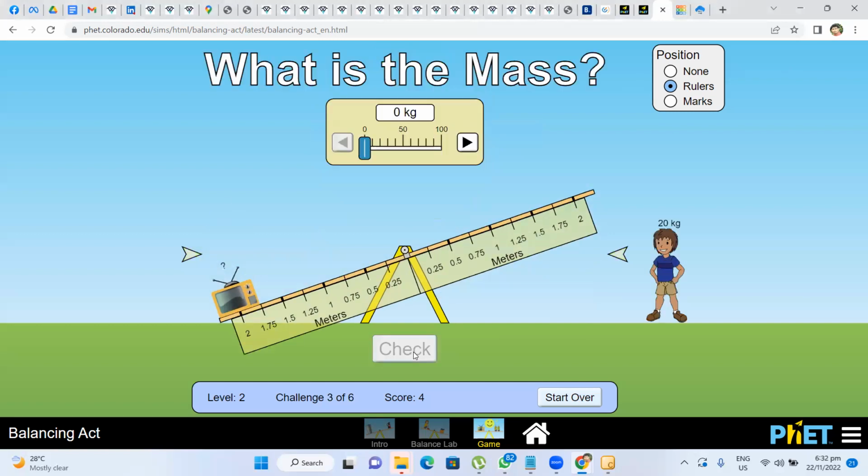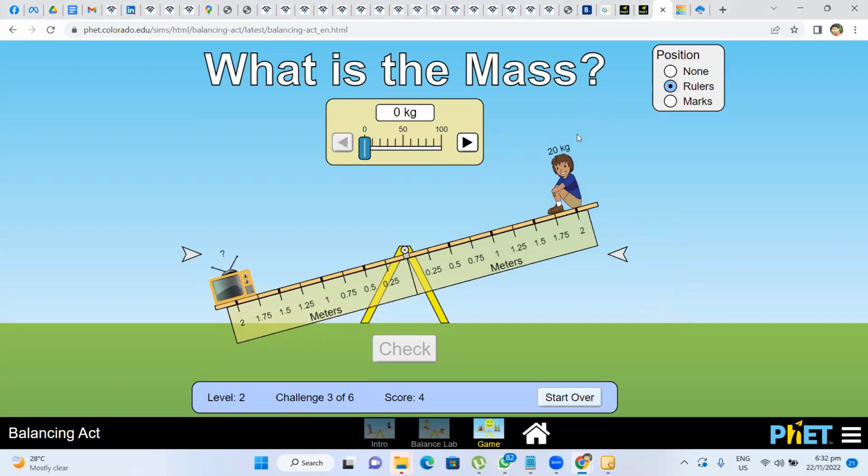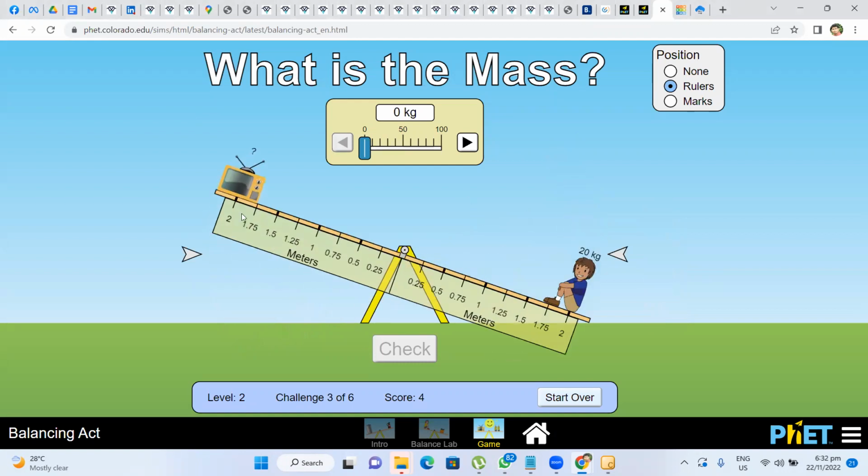One side you have a TV, the other side you have a 20 kg person. Then we are asked for the mass of the TV. So what's the mass of the TV? One thing that you can do is put this person here at 2 meters and check. Now the TV moves up. It means it's not 20, right? It should be less than 20.